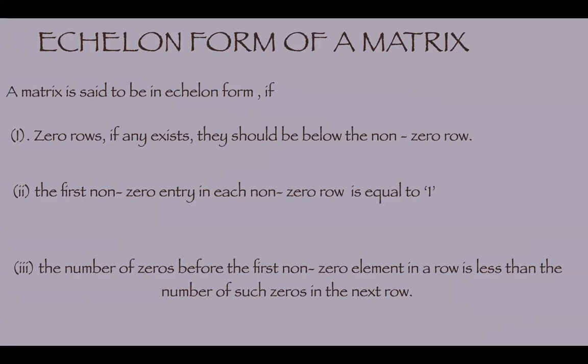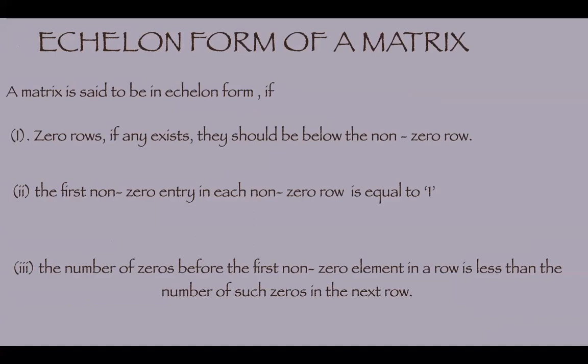First we will understand what is the echelon form of a matrix. A matrix is said to be in echelon form if zero rows, if any exist, they should be below the non-zero rows. If the full row is zeros, that row should be below the non-zero row. That is what the first sentence means.